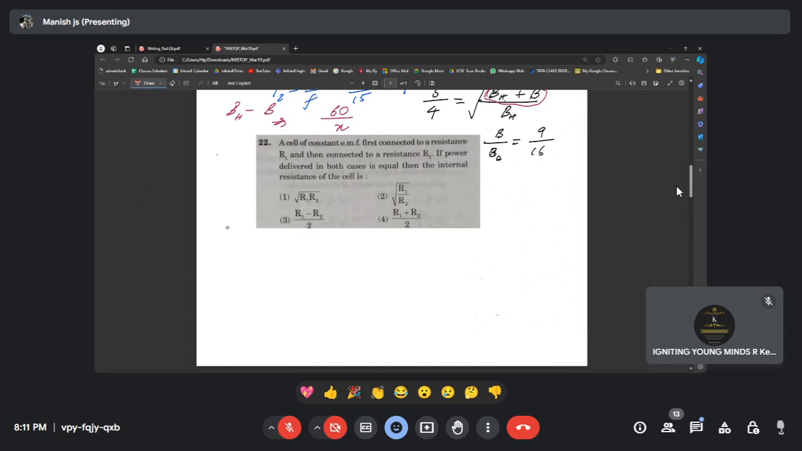Now, who can tell me what is the formula for power delivered or power dissipated? Dissipation of power or power delivered? P is equal to... anybody? There are three formulas for power. P is equal to VI, I square R, V square upon R. Right? There are three formulas. Out of this, which one should we choose?